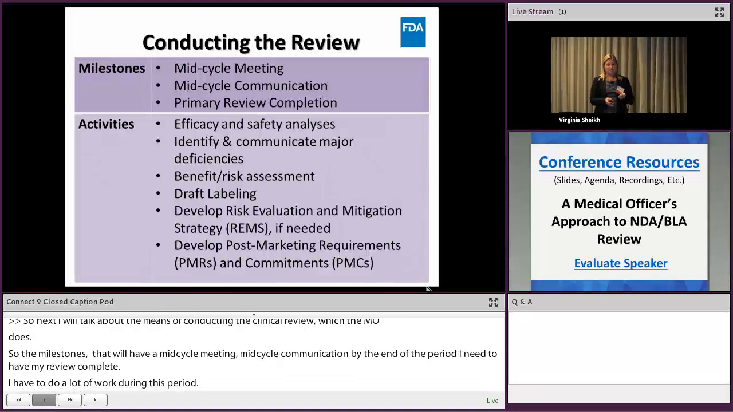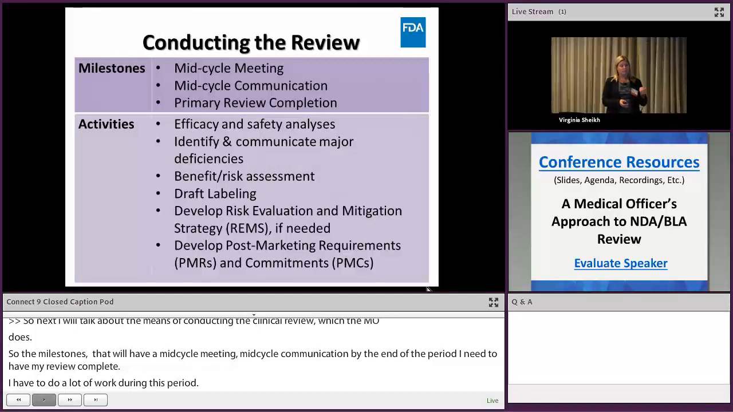I have to identify and communicate with the applicant any major deficiencies that I'm finding that I wasn't able to detect earlier on. I need to perform that risk-benefit assessment. I need to work on draft labeling. If I need a REMS, I need to start developing that. I need to consult people in the agency who can help me do that, who have experience in that area.